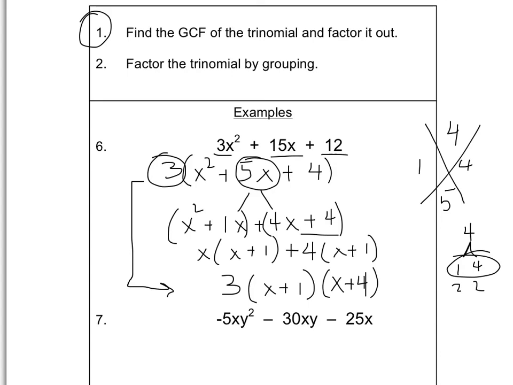Okay, so greatest common factor is really the same thing as taking out a negative 1. It'd be the exact same process. Except instead of having a negative 1 out front, now you have a number.